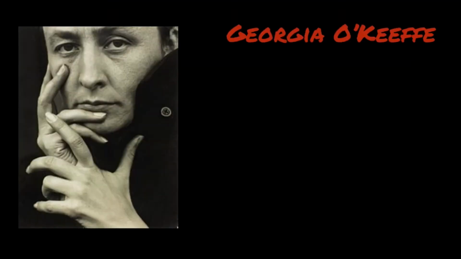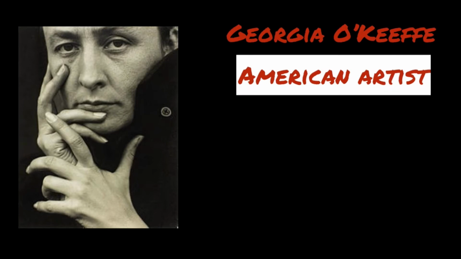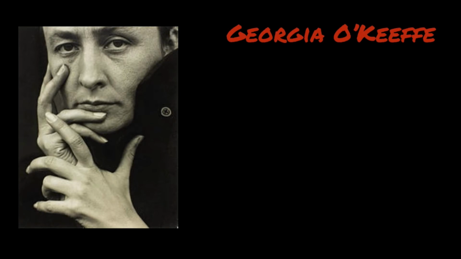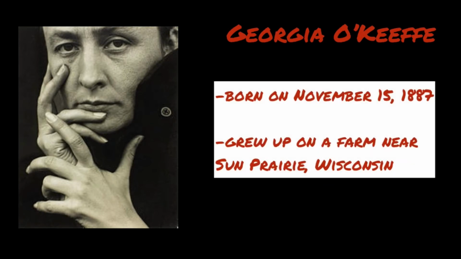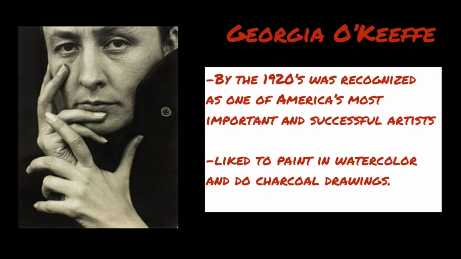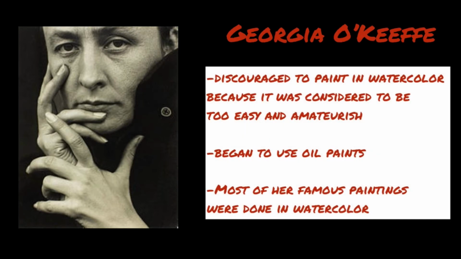Georgia O'Keeffe was an American artist who was known for painting large flowers, rocks, and shells, as well as New York skyscrapers and New Mexico landscapes. She was born on November 15, 1887, and grew up on a farm near Sun Prairie, Wisconsin. By the 1920s, O'Keeffe was recognized as one of America's most important and successful artists. She liked to paint in watercolor and do charcoal drawings. Georgia was discouraged from painting in watercolor because it was considered too easy and amateurish.